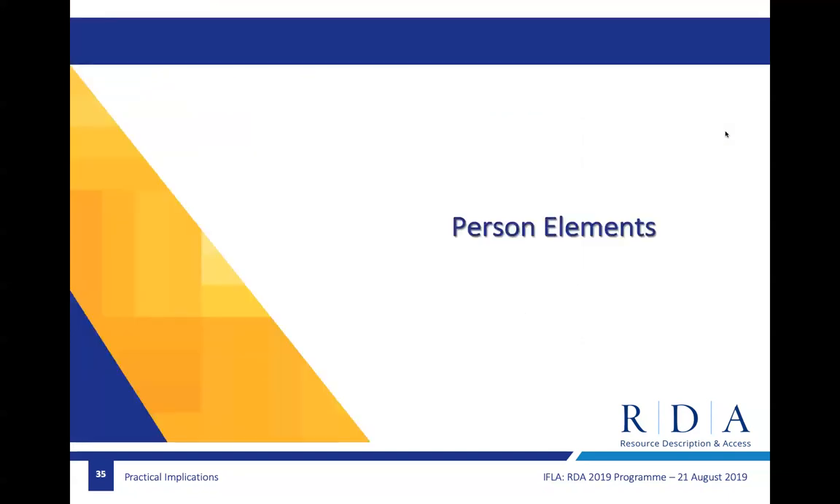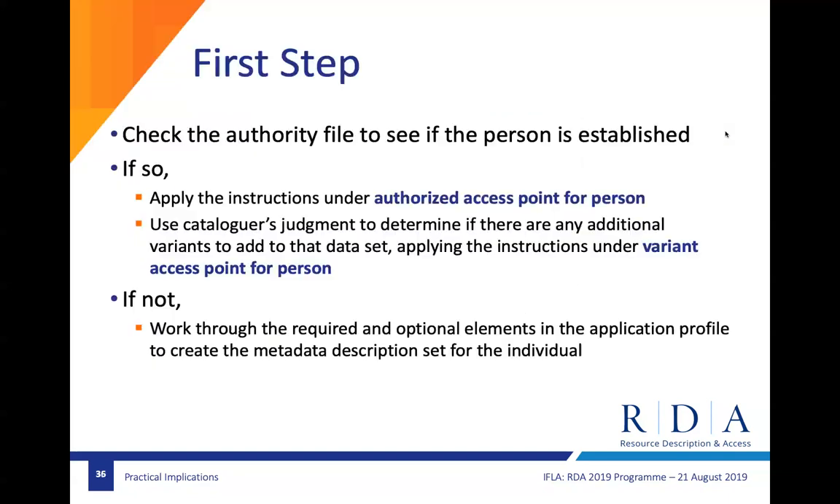Moving on then, let's take a look at person elements. The first step is to check the authority file, whichever one is appropriate for your use as a cataloger, to see if the person is established there. If you find that that individual has an authority metadata description set, then apply the instructions under authorized access point for person when you're creating your own description. And use cataloger's judgment to determine if there are any additional variants to add to that data set, applying the instructions under variant access point for person.